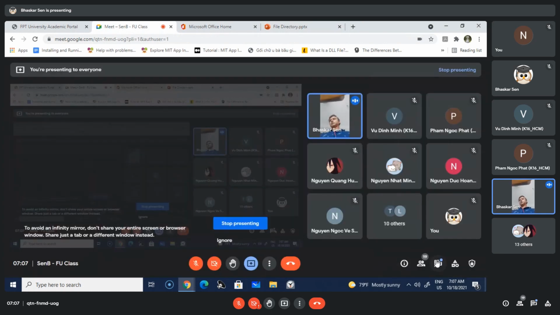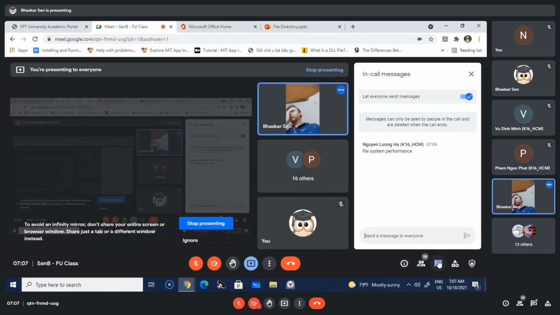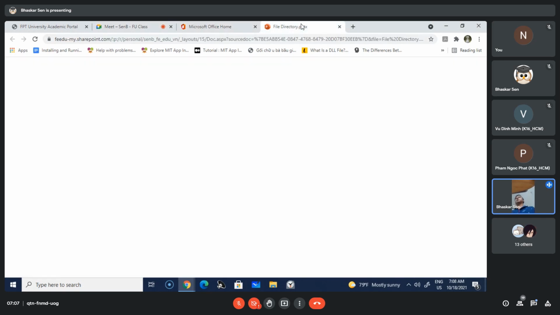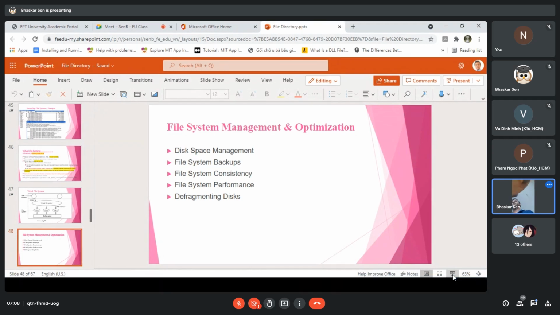Oh, someone sent me a message. What is file system performance? Okay, there we are. We did move in. All right, that's good. Most of the others, I remember we were just getting started from this point. It's good. So we are a little ahead of others.